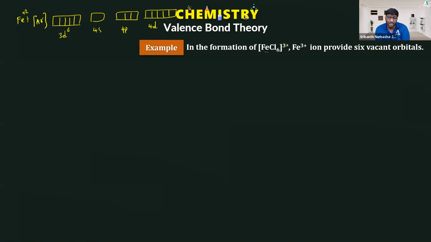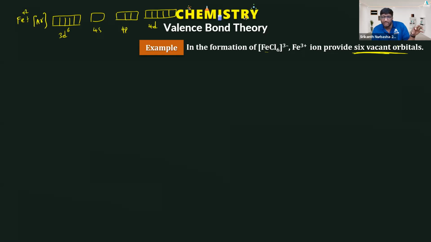In the formation of FeCl6 3 minus, I'll ask simple questions. You have to answer one by one fastly. How many ligands are there? 6. 6 ligands. Each ligand provides how many electrons? 2. So 6 ligands provide how many electrons? 12. Very good. So every atomic orbital can have a maximum how many electrons? 2. 12 electrons we have. Maximum number of vacant orbitals required for giving 12 electrons.